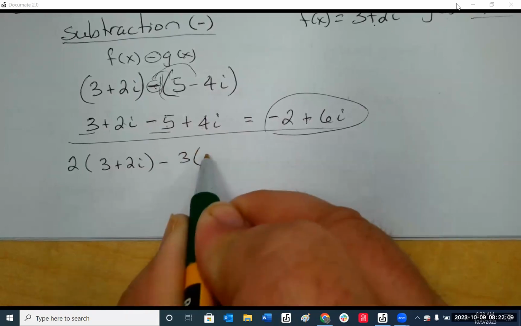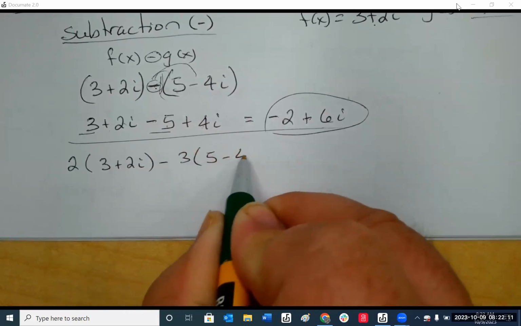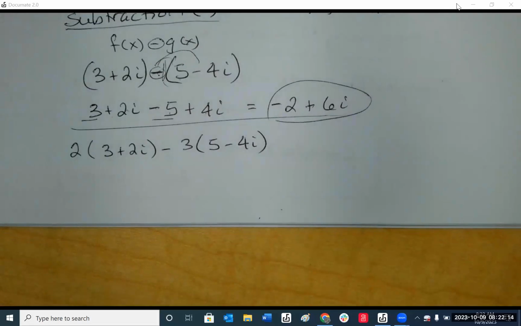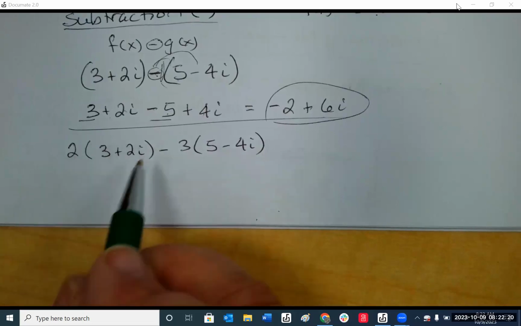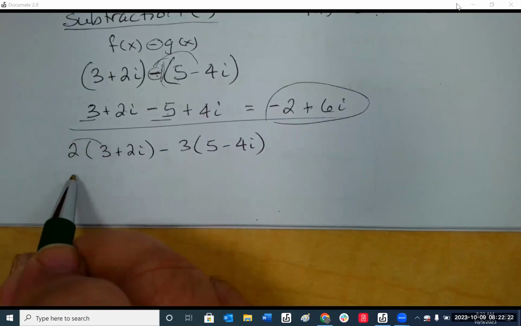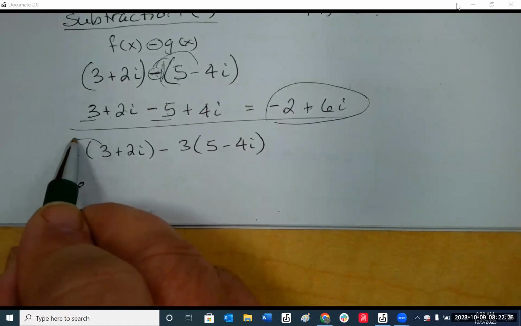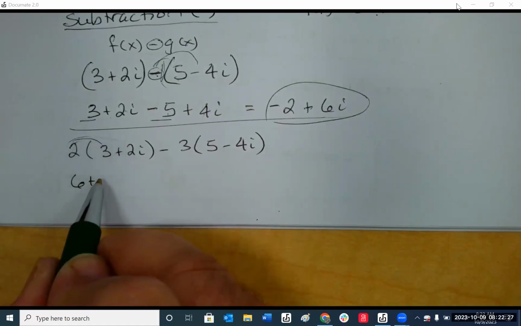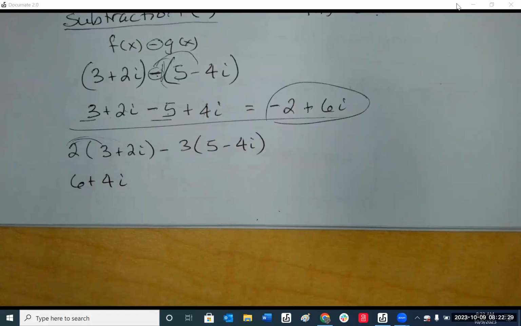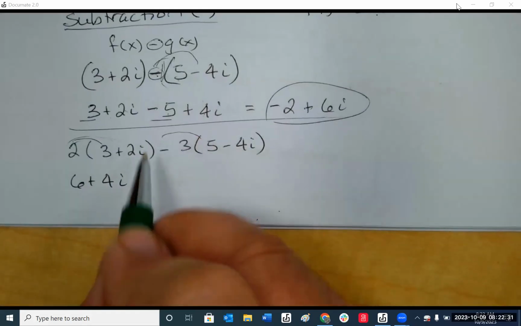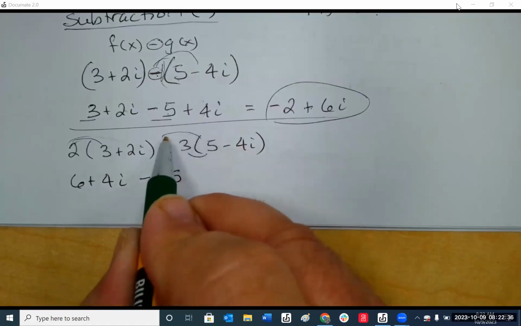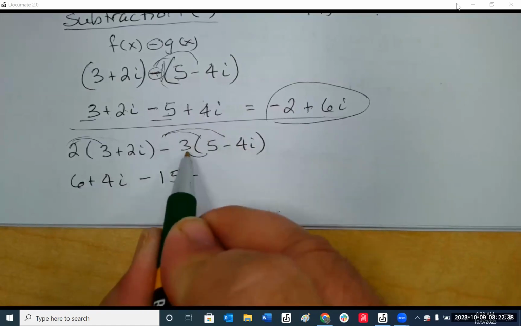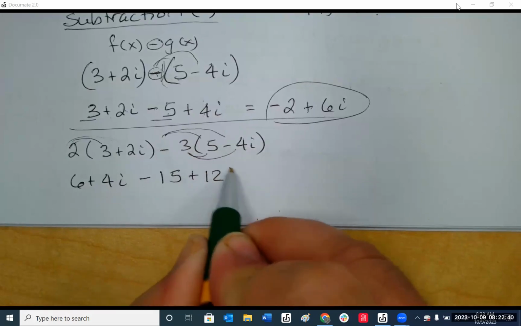And what if we had coefficients? We can't do anything inside the parentheses, so we get rid of the parentheses. 2 times 3 is 6. Positive, positive. 2 times 2 is 4. Negative times positive is negative. 3 times 5 is 15. Negative, negative is positive. 3 times 4 is 12.